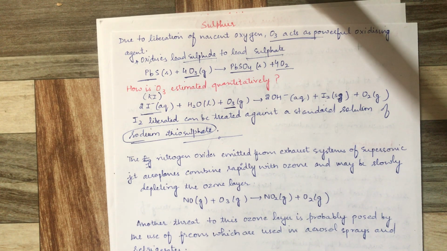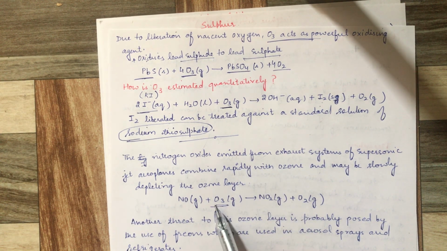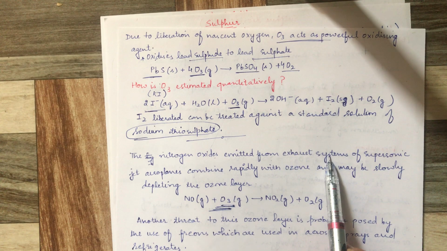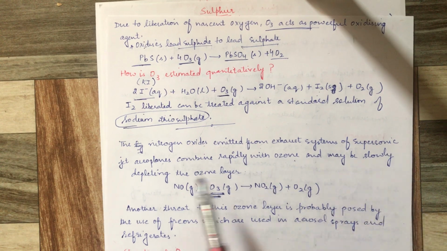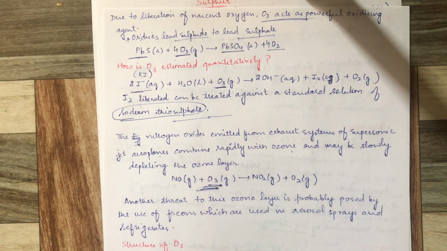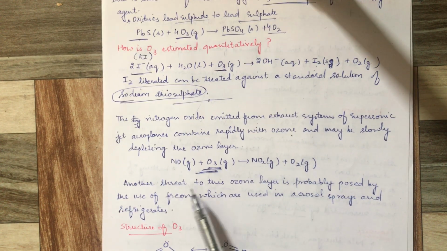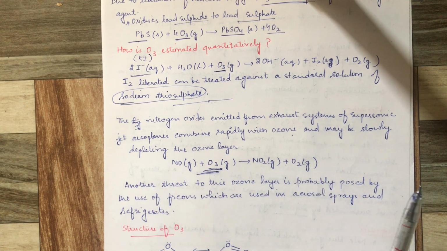So what happens? O3 is first treated with potassium iodide solution. I2 is released. I2 is then titrated against sodium thiosulfate solution. Now, this is how ozone is being depleted. The nitrogen oxides emitted from exhaust systems of supersonic jet aeroplanes combine rapidly with ozone and may be slowly depleting the ozone layer. So O3 reacts with NO, it forms NO2 and O2.